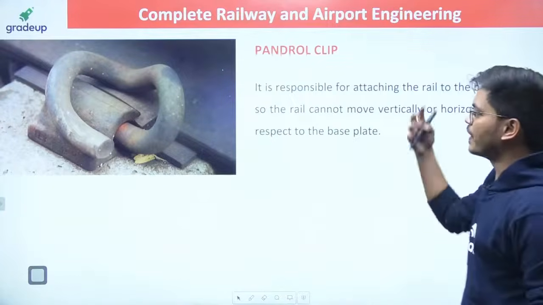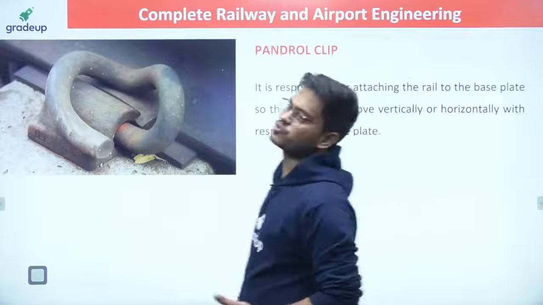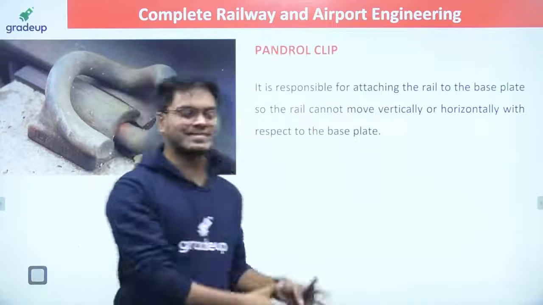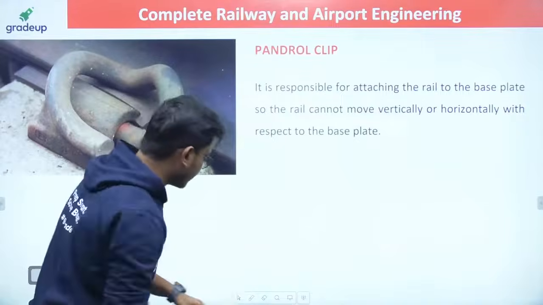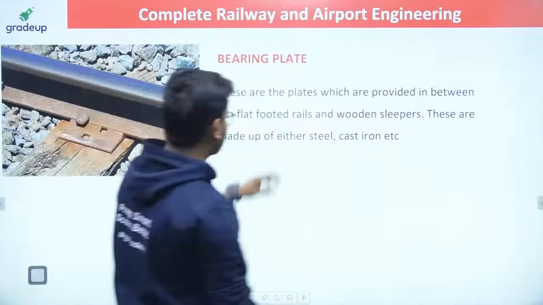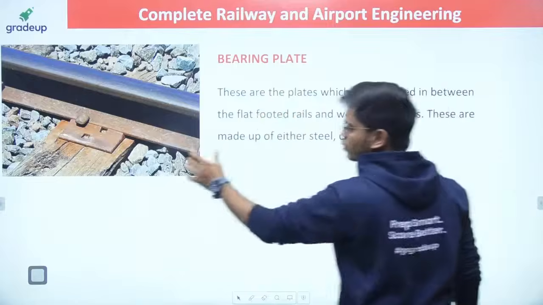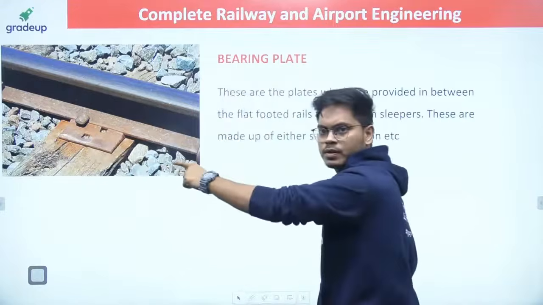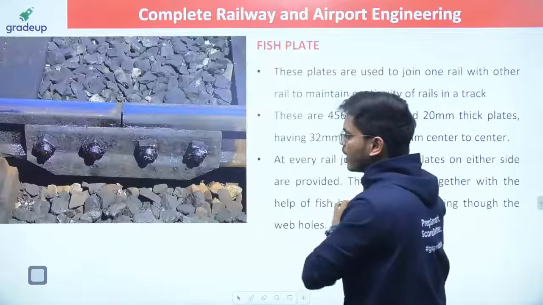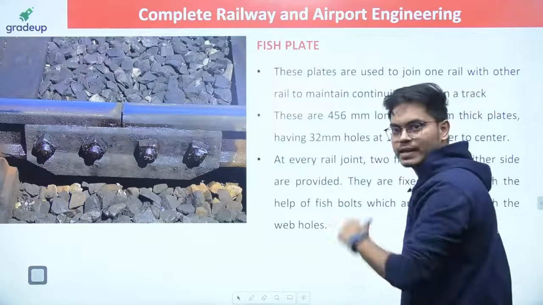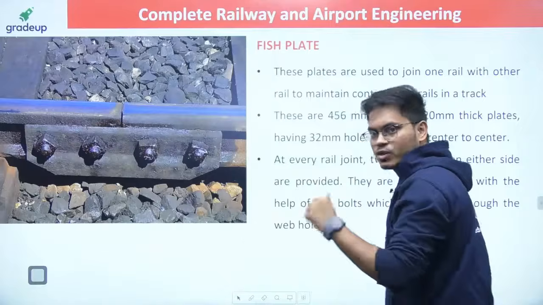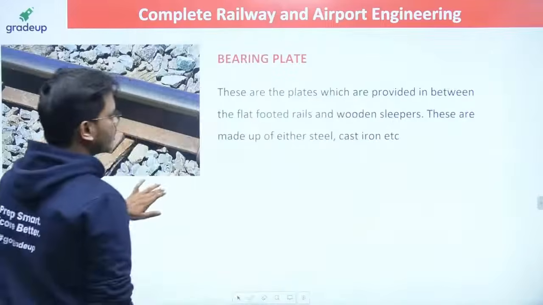So this is known as your pandrol clip, and again it has the same job: to keep the rail, the sleeper and the track intact with each other, right? Along with this we have different types of things also, such as the bearing plate. It is also doing the same job, right? Then this is your fish plate.